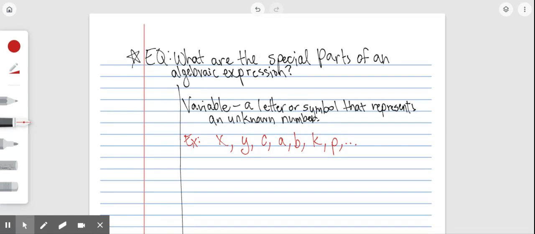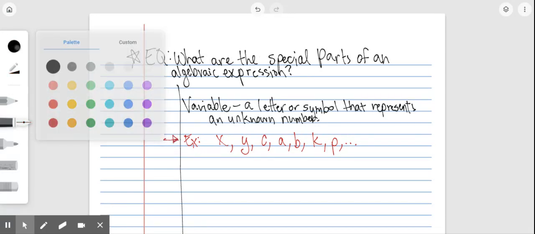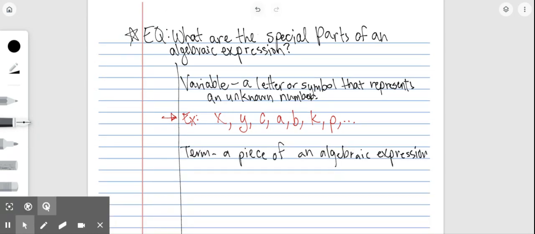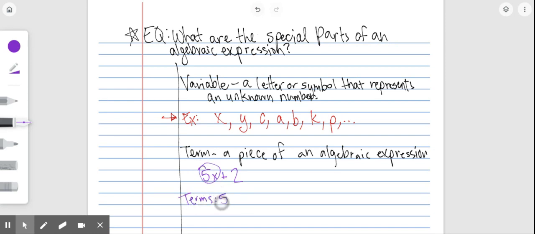Okay. So when we have an algebraic expression, it has a variable and it's got terms in it. Okay, so let's refresh what a term is. A term is a piece of an algebraic expression without the numbers. So if I have an expression like 5x plus 2, then the terms, if I write terms, they're going to be 5x and 2. Okay, I don't put the addition sign in there because that's not a term.